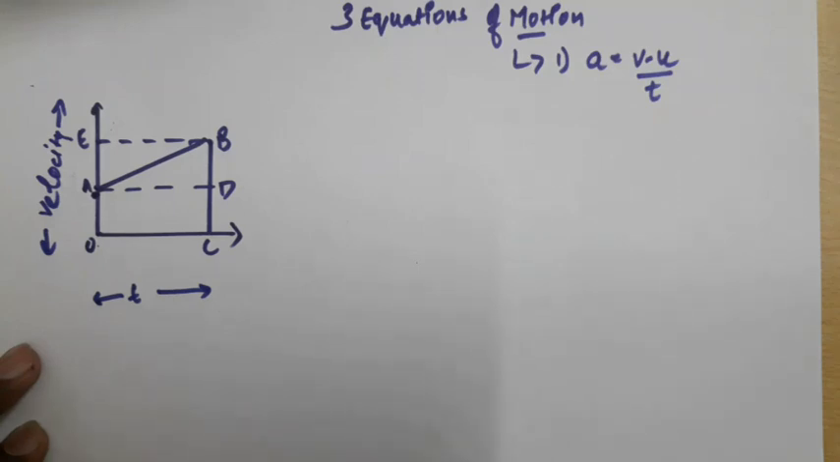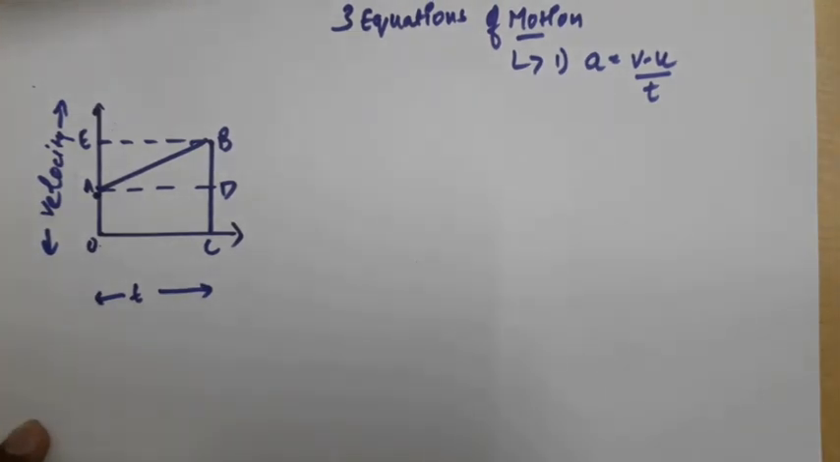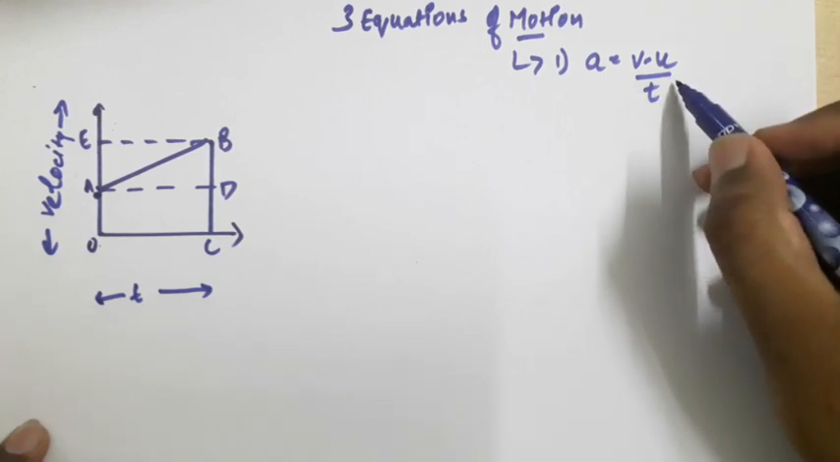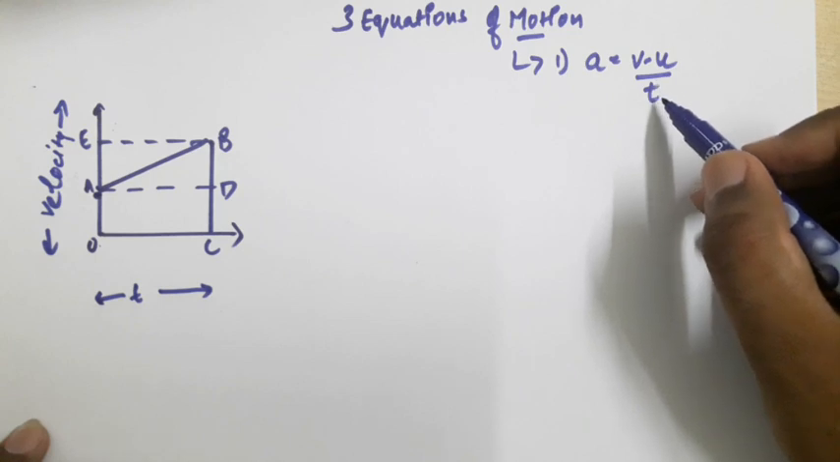So hello everyone. Today we are going to discuss the three equations of motion and their proofs. There are three equations of motion. The very first one is a = (v - u)/t. Right? It is the rate of change of velocity with respect to time.